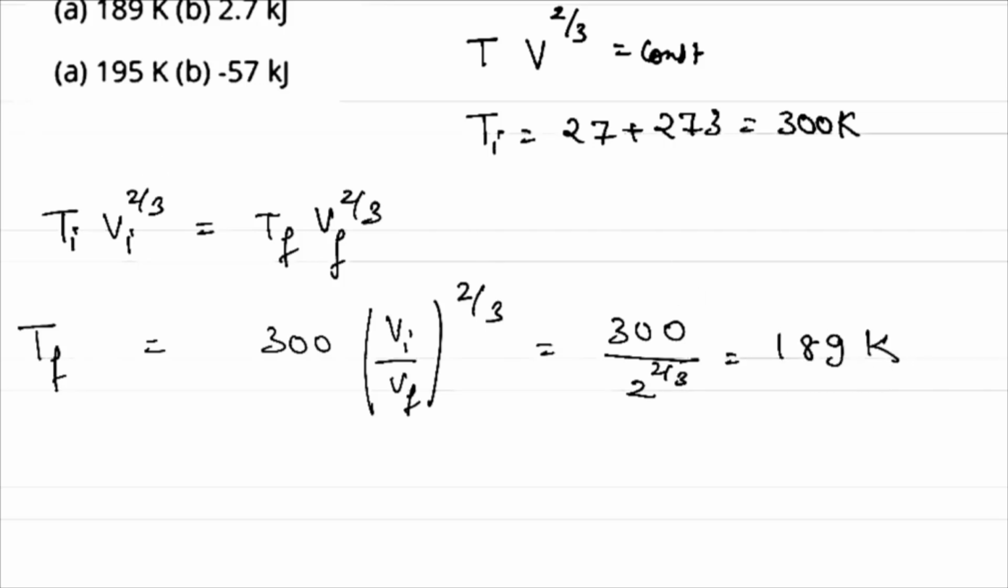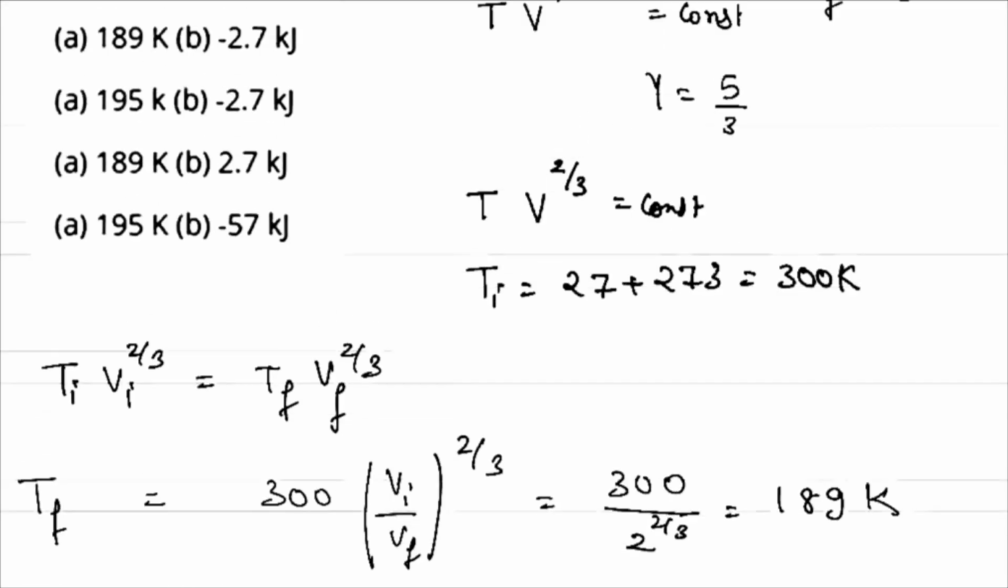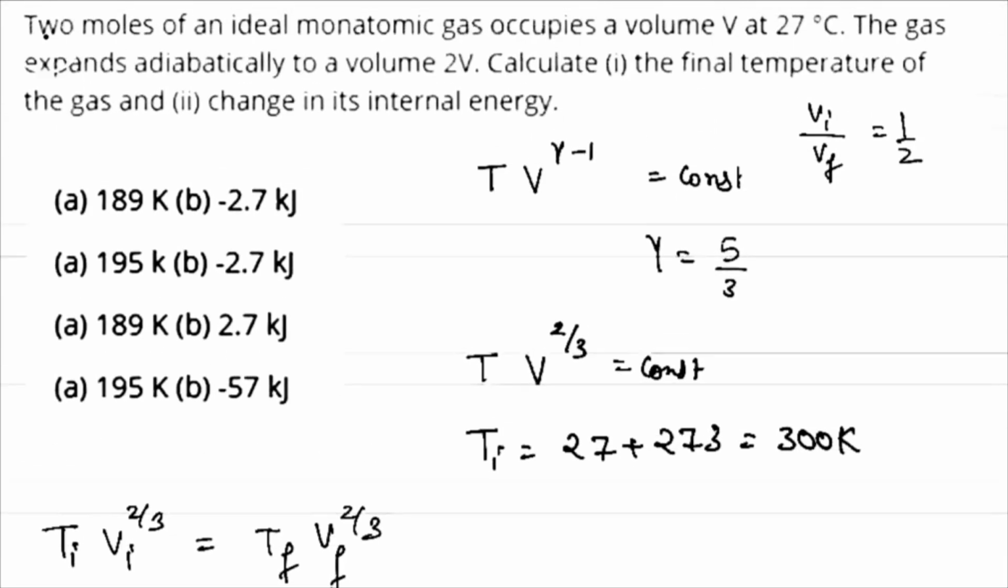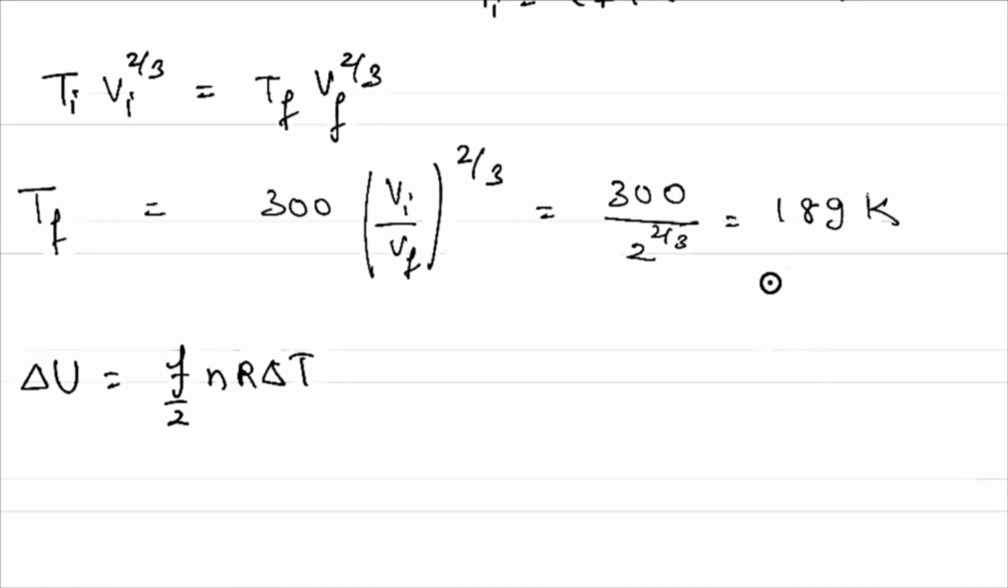So as you got the temperature, you can simply calculate the change in internal energy, right? So I will write the change in internal energy simply F by 2 nR delta T. Right? So if you see here, it is given that there are 2 moles. So n is equal to 2 and delta T you can calculate, it is 300 and 189 are the temperature. So monoatomic gas, F is 3, n is 2. If you put the value of R, you know it is 8.31.